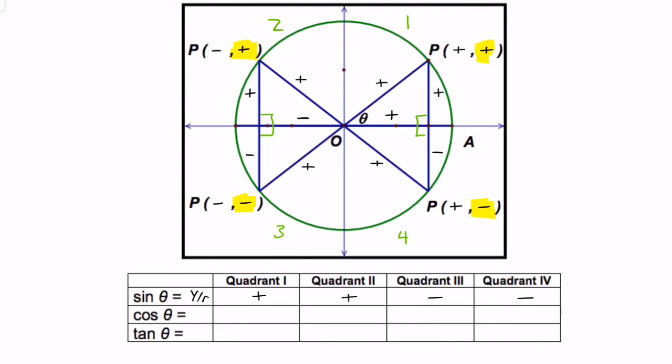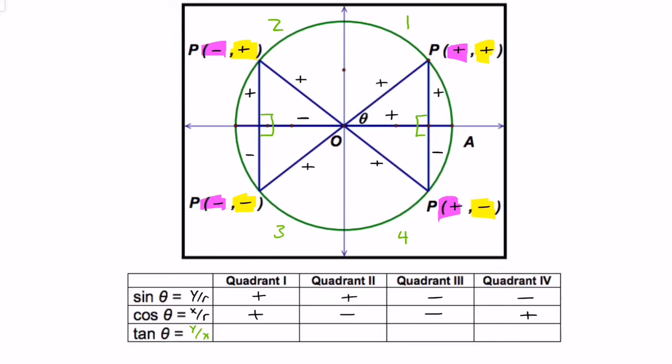Cosine is x over r. So because radius is always positive, just like sine depends on y, cosine just depends on whatever x is in each quadrant. So I'll just highlight all the x values in each quadrant. So because x is positive in quadrant 1, cosine's positive in quadrant 1. Because x is negative in quadrant 2, cos is negative in quadrant 2. In quadrant 3, it'll be negative, and in quadrant 4, cosine will be positive.